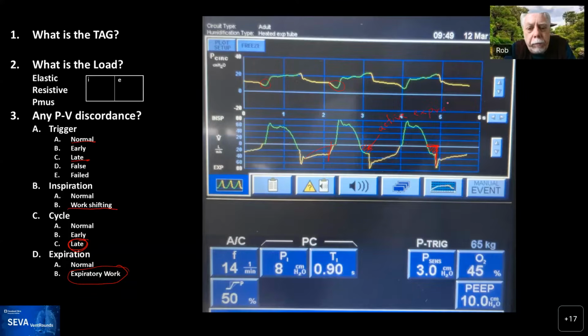Very good. With that, we finish today's SEVA VentRounds, 2:30 on the dot. Please join us in a couple of weeks. We're going to be focusing on work shifting in a couple of weeks, now that we have done trigger and cycle synchrony. So we're going to get into work shifting. And just the topic that Ariel raised, and it's going to be, I'm sure, filled with thought process.